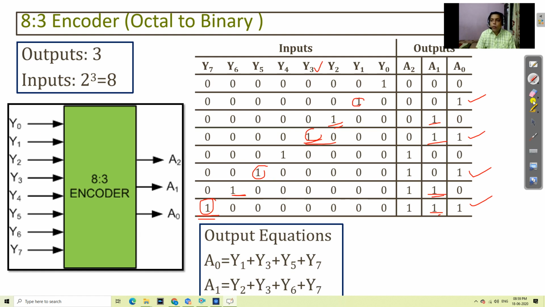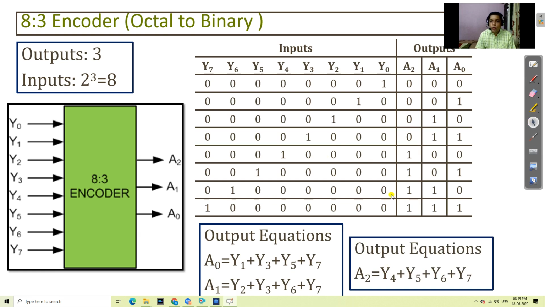Similarly, I can write down the equation for a2. So let's observe. Pause the video and write down the equation for a2. What will be the equation for a2? Hope you got the answer. So how can we write down the output equation for a2? a2 is present when y4 is present, y5 is present, y6 is present, y7 is present. Hence a2 is equal to y4 plus y5 plus y6 plus y7.